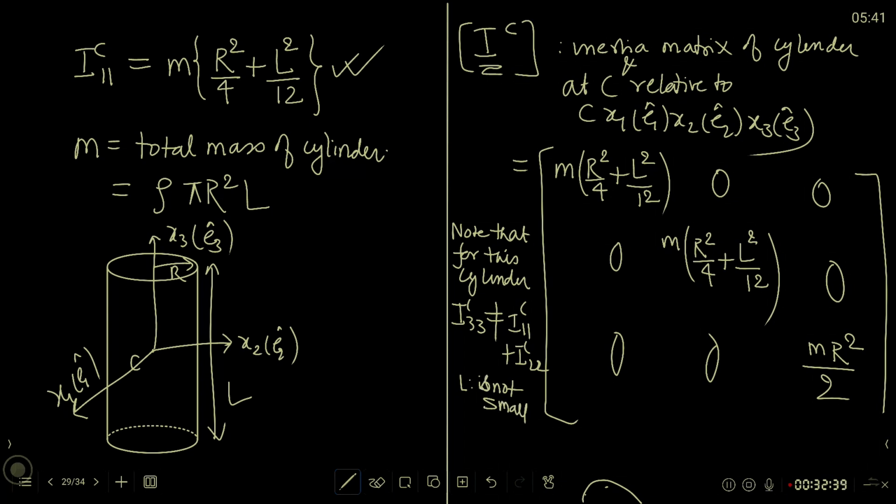In fact, you can examine that if L is much less than R, then indeed the cylinder becomes a disk. We should be able to get back the result that we obtained for a thin disk earlier. We can easily examine this. If L is much less than R, this term will vanish, this term will vanish, and what do you get? You get m r square by 4 here, m r square by 4 here, m r square by 2 here. Indeed, that is exactly what we got for a thin disk. Alright, but that is true only when L is much less than R.